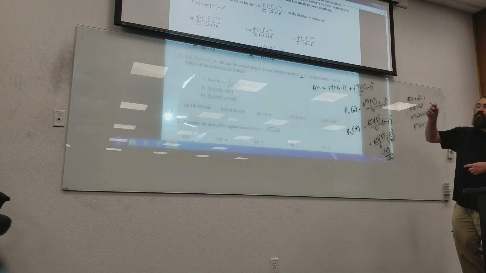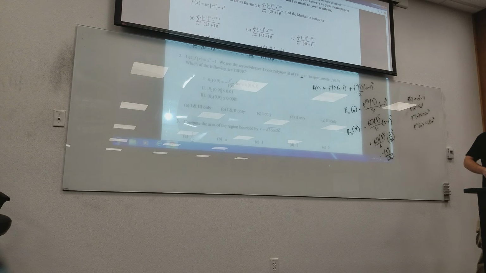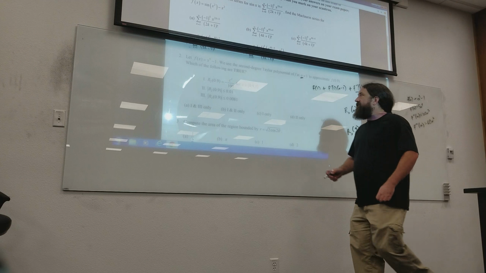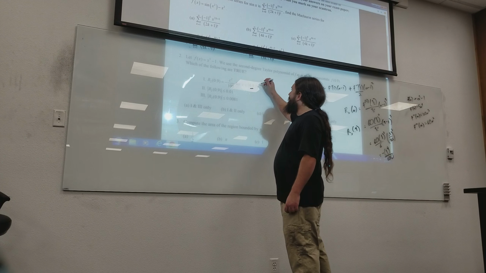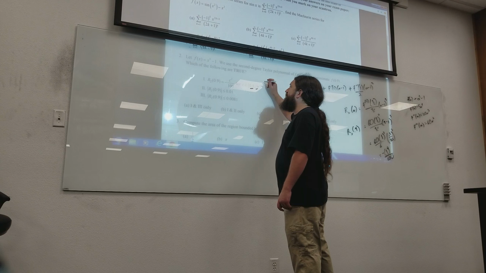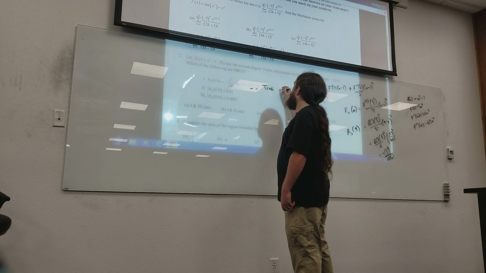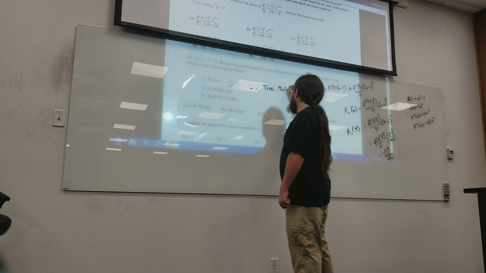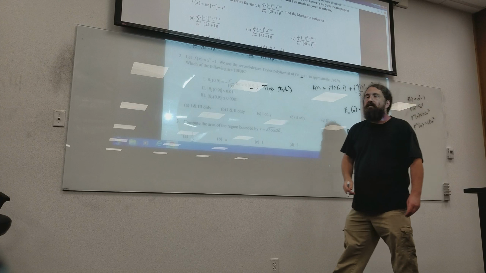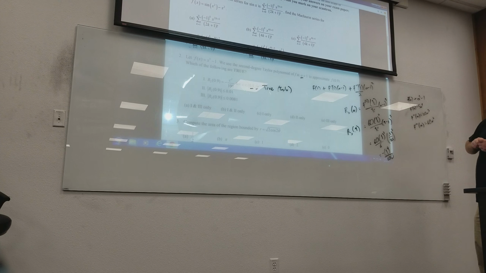Okay, so number 1 is definitely true, right? So for some c in between the place I'm evaluating the function and the center of my series. So this is definitely true. This is the error estimate from Taylor's theorem. Okay. Now we have to figure out whether or not 2 and 3 are true.